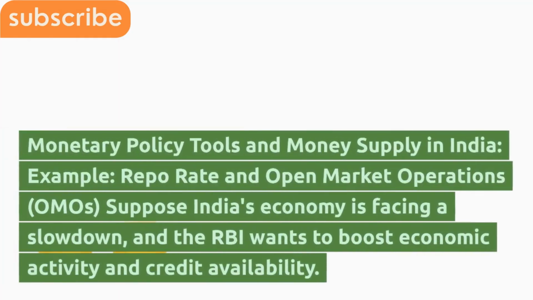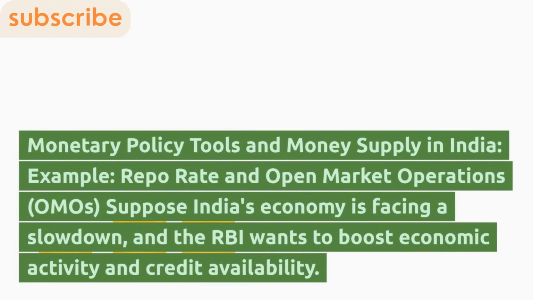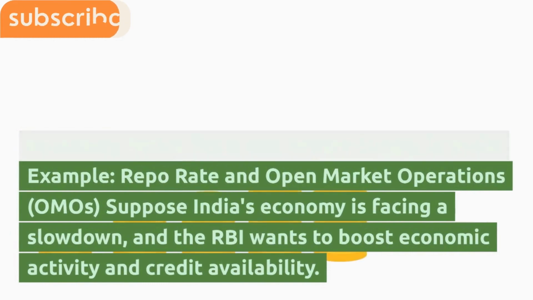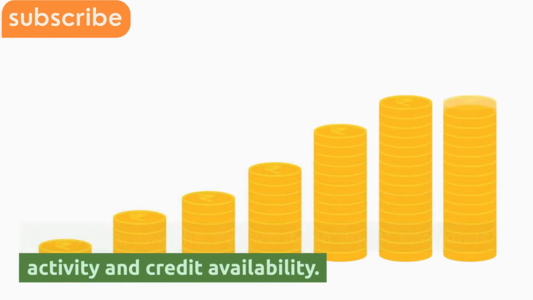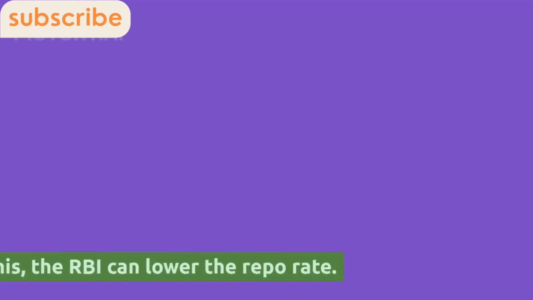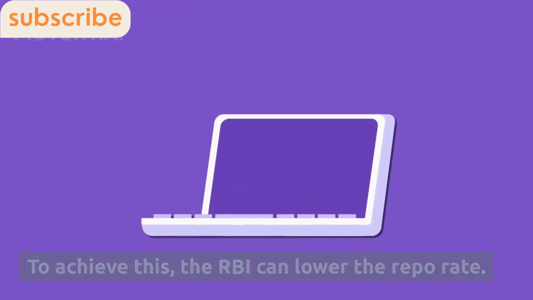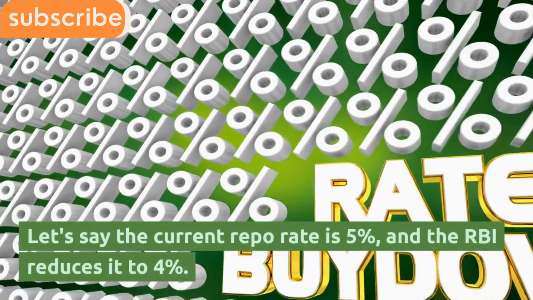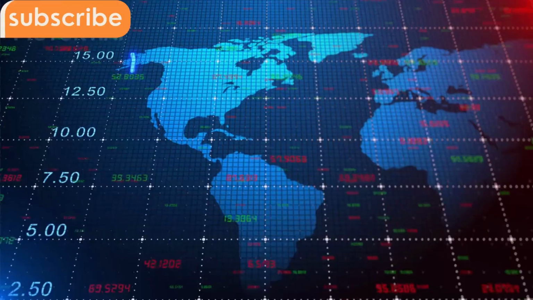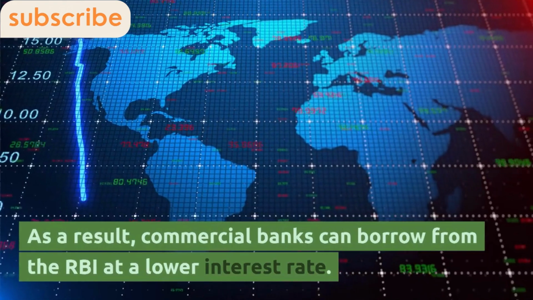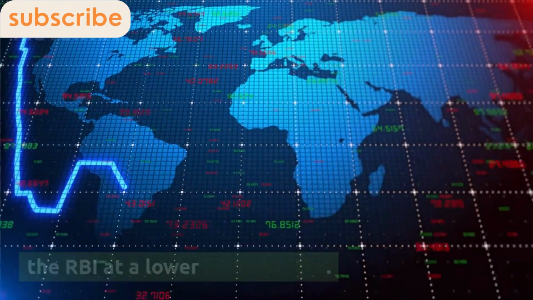Monetary policy tools and money supply in India. Example, repo rate and open market operations, OMOs. Suppose India's economy is facing a slowdown, and the RBI wants to boost economic activity and credit availability. To achieve this, the RBI can lower the repo rate. Let's say the current repo rate is 5%, and the RBI reduces it to 4%. As a result, commercial banks can borrow from the RBI at a lower interest rate.